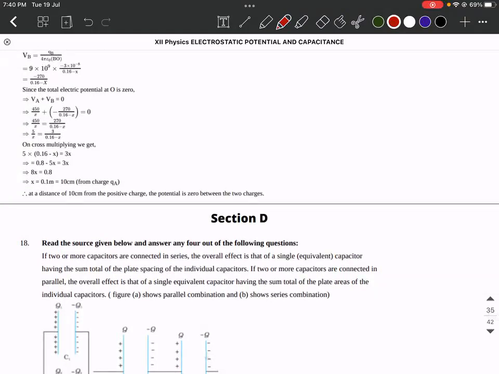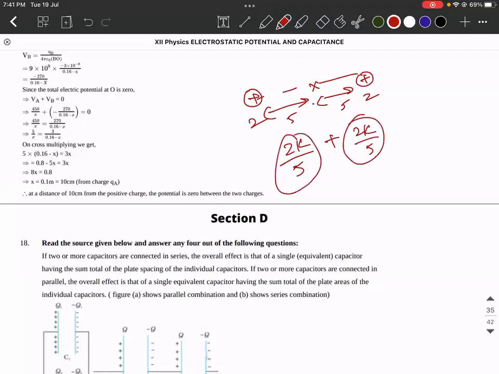Two positive charges with equal magnitude. How can the sum of two positive values be 0? Electric field is 0. The midpoint is, let's say, 5 and 5. For example, our potential due to A is 2K by 5 plus 2K by 5. This is positive, this is positive. How can I write it otherwise? Potential is a scalar quantity.